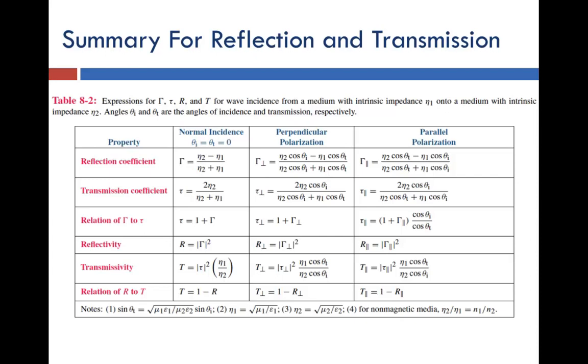So this is a very nice table, very useful. We have summarized reflection coefficient, transmission coefficient, the relationships between the two, the reflectivity, the transmissivity, these two refer to power, and the relationship between reflectivity and transmissivity, all summed up on this table for normal incidence, perpendicular polarization, and parallel polarization.